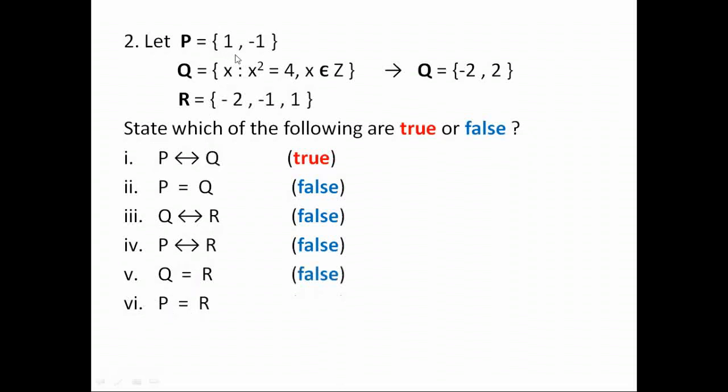Next, P is equal to R. Let's look at the elements of P: 1 and -1. What are the elements of R? -2, -1, 1. Now the elements in both the sets are not equal. Here they have -2, but in P we don't have -2. So both the sets are not equal. It means it is false.